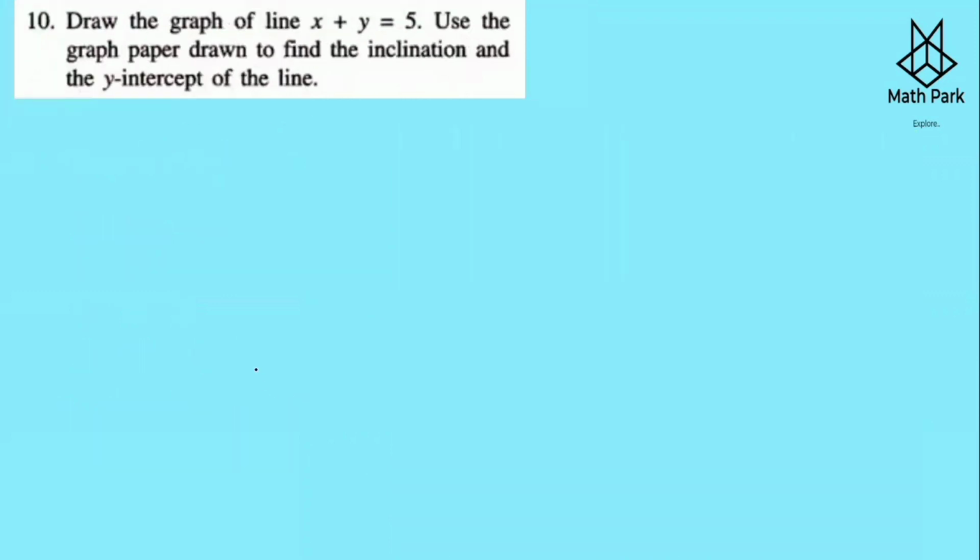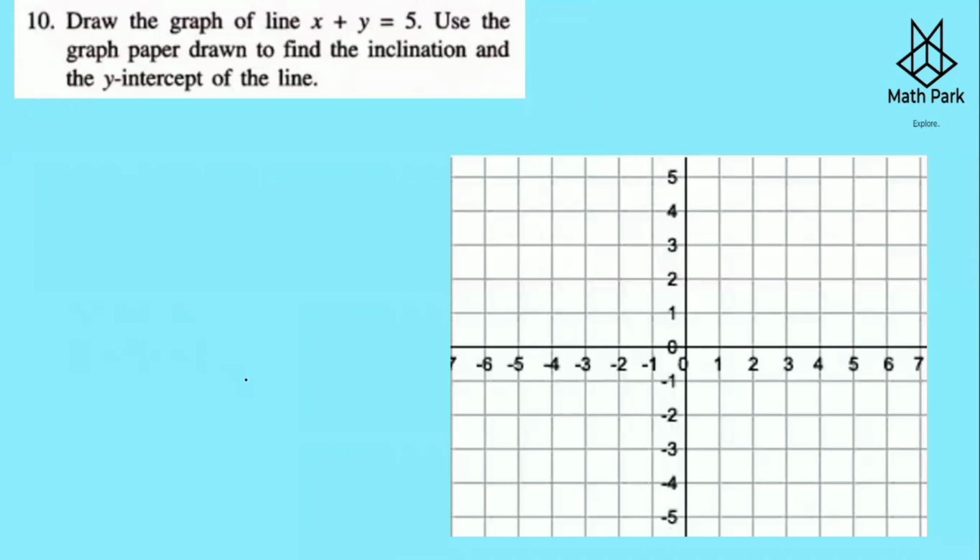Next question, draw the graph of the line x plus y is equal to 5. Use the graph paper drawn to find the inclination and the y-intercept of the line. So x plus y is equal to 5. So y is equal to minus x plus 5. So if I put the values of x and y here, x is equal to 0, you get y is equal to 5. If I put x is equal to 2, minus 2 plus 5, you get y is equal to 3. If you put x is equal to say 4, minus 4 plus 5, you get y is equal to 1.